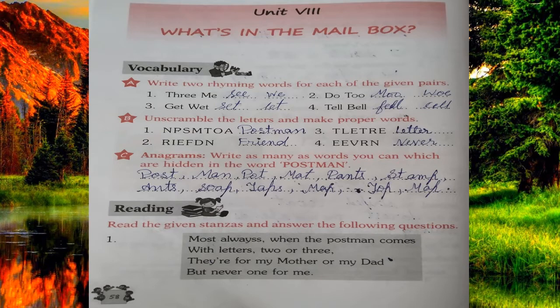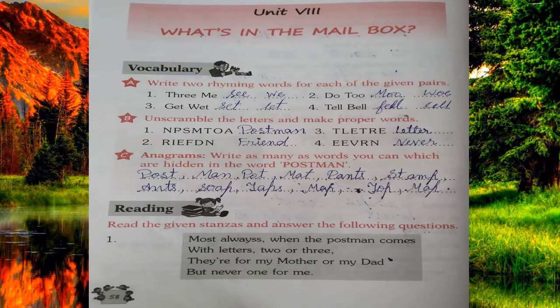Class, here in this stanza there is a child who has a complaint. What is the complaint? She is saying that mostly when the postman comes to my house with letters, sometimes he has two letters, sometimes three letters, okay, but always the letters are for my mother or for my dad, but never any letter for me. Okay, so there is a complaint from this child. Okay, so this is a stanza.